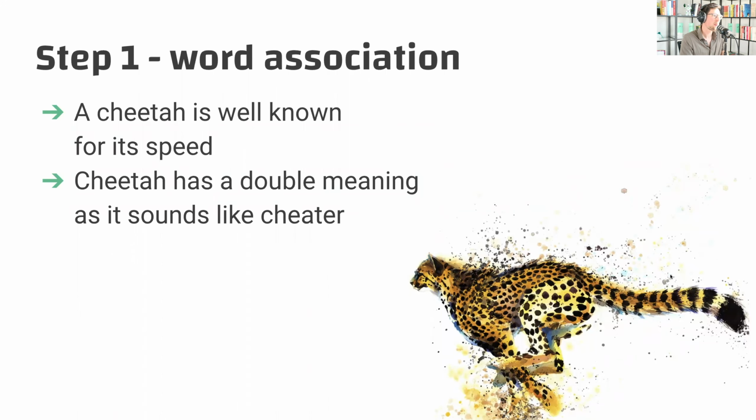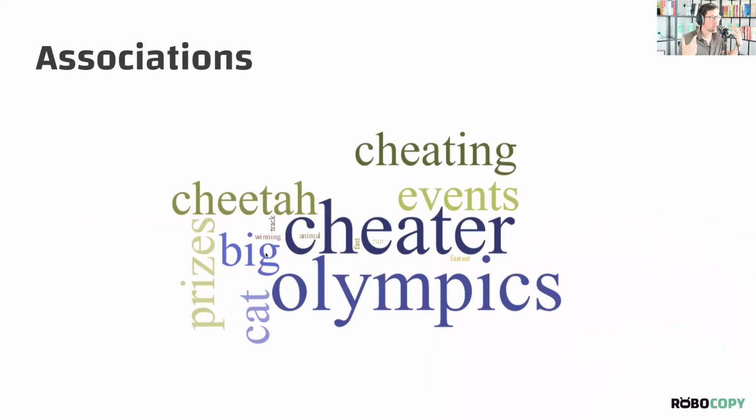No, we're good. So a cheetah has a double meaning because it also sounds like cheater, right? That's fun. That's something we can work with. Then we create associations around words. This is a method that you can just use. So there's cheater, the Olympics, a big cat, events, cheating, prizes, winner, track, animal, running, fastest. There are so many words that are going to come to mind once you start with the cheetah and start associating freely with that.